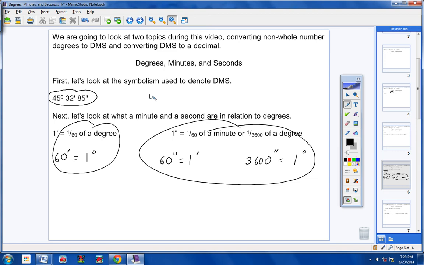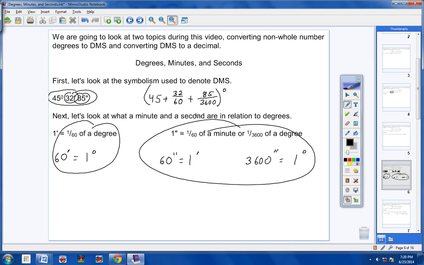Do you see how I have 45 degrees? And then I could put plus 32 over 60. Whoa, where'd that come from, Mr. Hart? Well, I have how many minutes? 32 minutes, and remember, 1 minute is 1/60th of a degree, so I can take my minutes and divide it by 60, plus 85 seconds. Well, don't forget, 1 second is 1/3600th of a degree, so I could put my 85 over 3,600 and then just call this whole thing degrees.